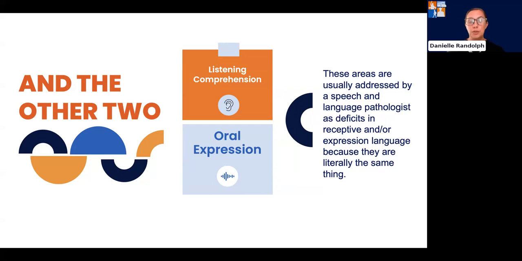However, I did want everyone to know that those are 2 areas that you could qualify for specially designed instruction, and they do qualify under SLD if we're looking at that qualification category.